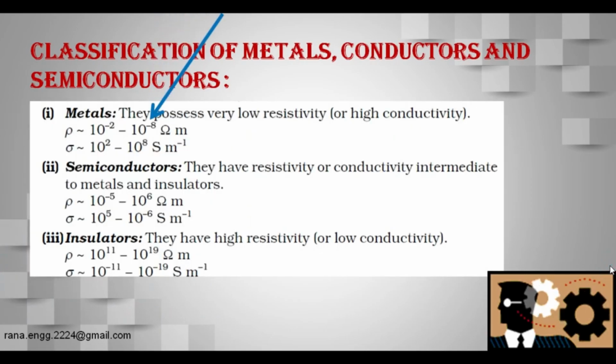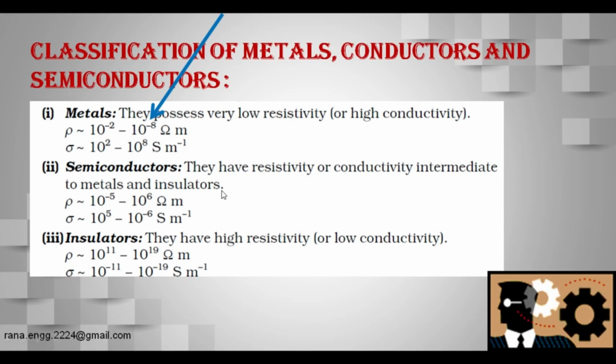For metals, if you see, the resistivity is very less. It is in negative powers. So we can say it is 10 to the power minus 2 to 10 to the power minus 8 ohm meter. At the same time, conductivity for metals is in positive powers. It is 10 square to 10 to the power 8.